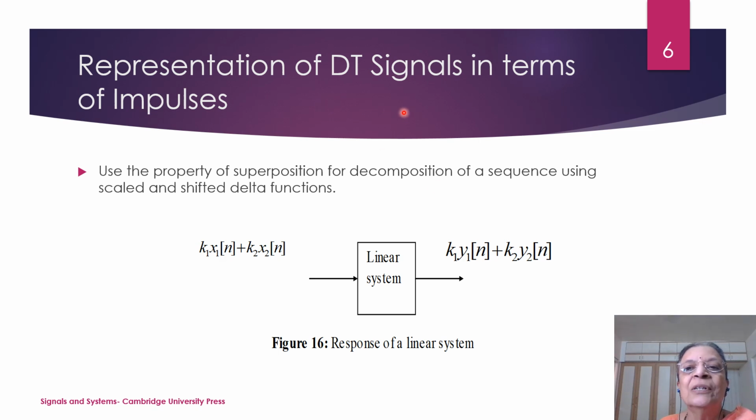Now let us see how discrete time systems can be represented. So this is some linear time invariant system, and the input to the system is given by k1 x1[n] plus k2 x2[n]. That is a linear combination of two inputs. So what will be the output? The output will also be the linear combination of the corresponding outputs, that is k1 y1[n] plus k2 y2[n]. This is what I mean by a linear system.